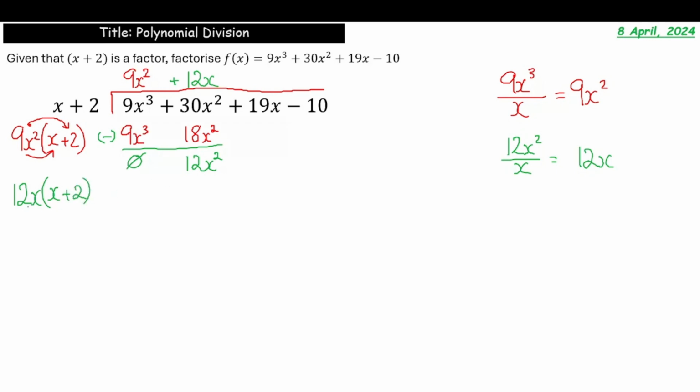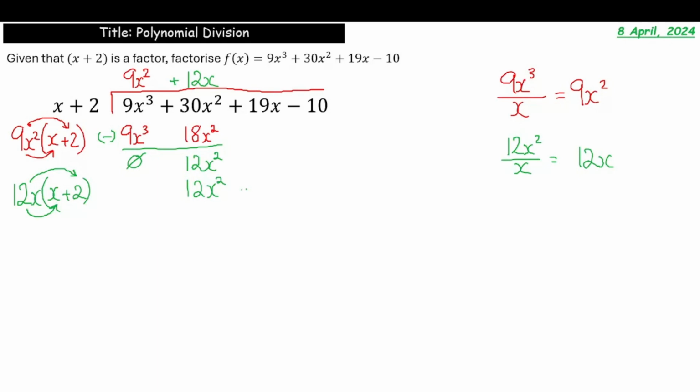Which is going to give us, so we're going to do the same thing, 12x times x is 12x squared, and you can see that when we subtract, these are going to cancel, which is perfect. And then we've got 12x times 2, which is going to give us 24x, so we'll put that underneath this x term.